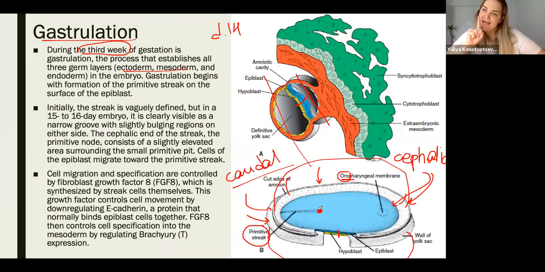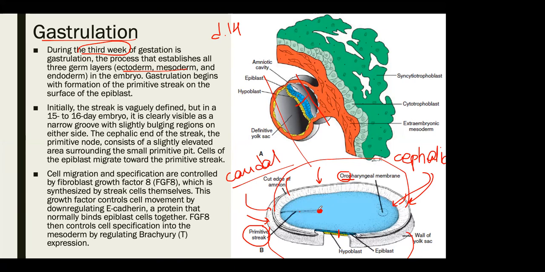So now I'm going to say a sentence. Listen to it because I can't repeat it twice. It's such a long sentence. And tell me if it is true. The primitive node is located at the cephalic end of the primitive streak, which in turn is located at the cephalic end of an embryo.